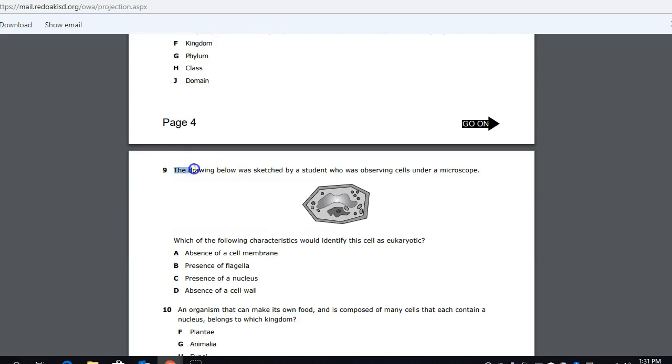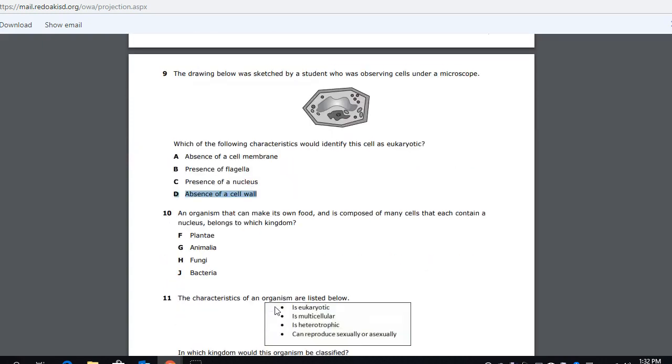Question 9. The drawing below was sketched by a student who is observing cells under a microscope. Which of the following characteristics would identify this cell as eukaryotic? Is it A, the absence of a cell membrane? Is it B, presence of a flagella? Is it C, presence of a nucleus? Is it D, absence of a cell wall?